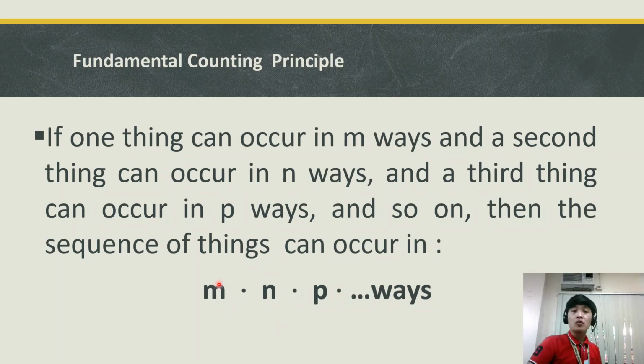Ibig sabihin, alamin mo kung ilan yung options or outcomes doon sa unang experiment, ganun din sa pangalawa, ganun din sa pangatlo, kung ilan sila, multiply mo lang yun. So that will be the fundamental counting principle. Okay? So para sa intindihan natin, ilapat natin sa example.